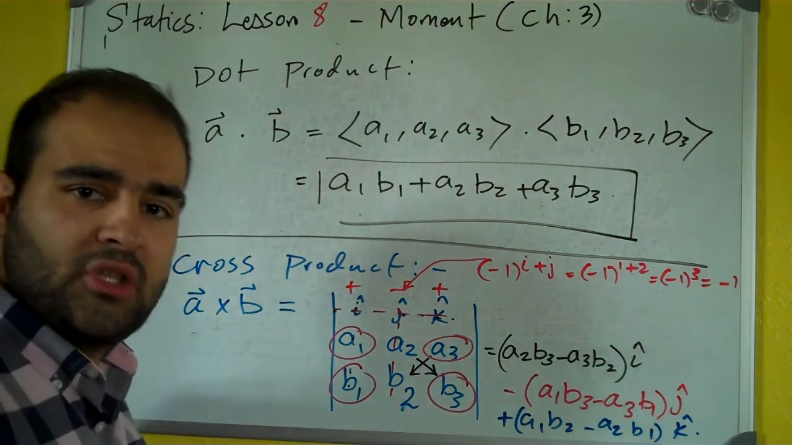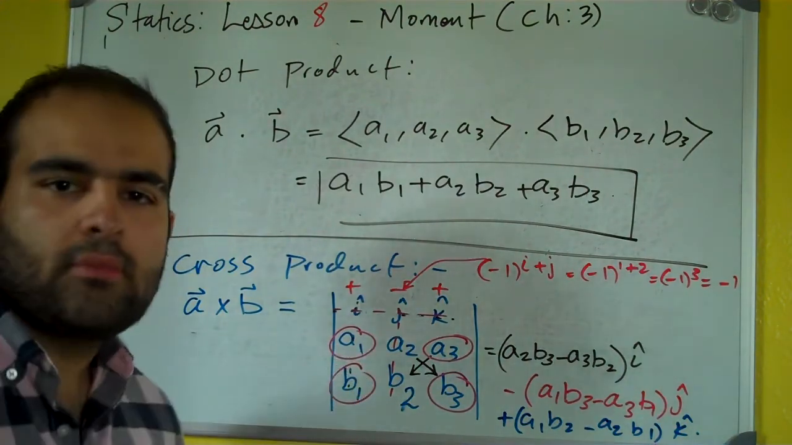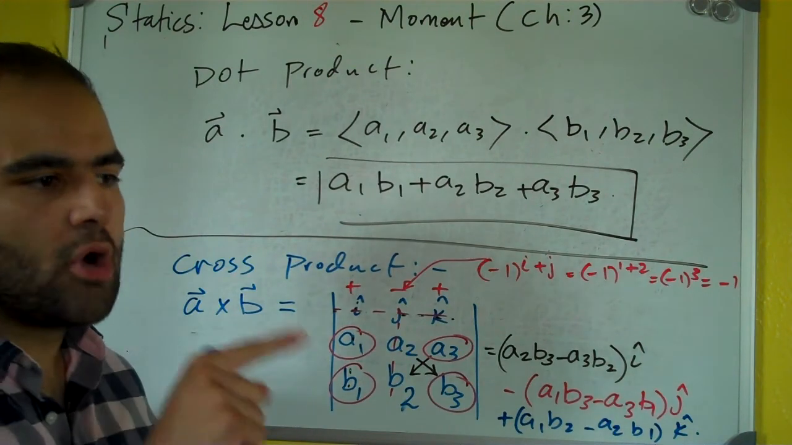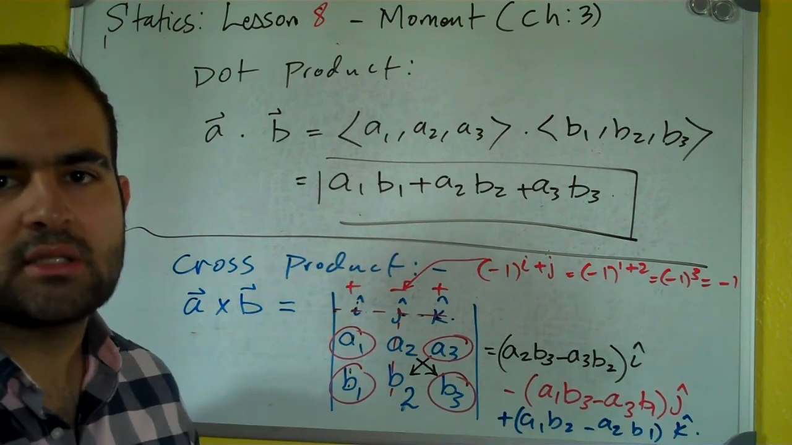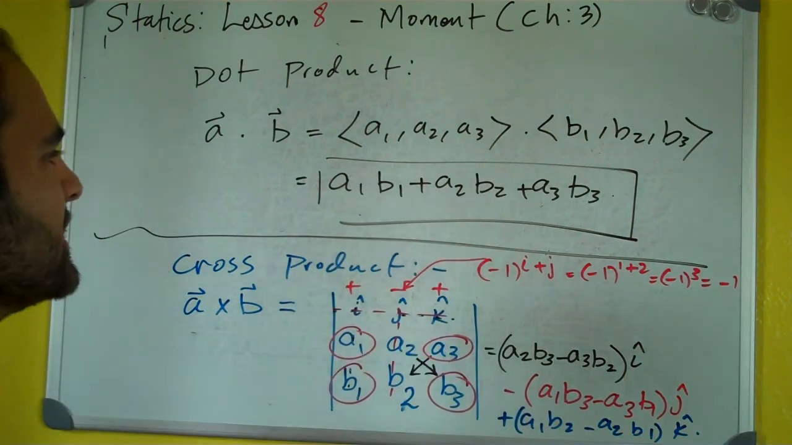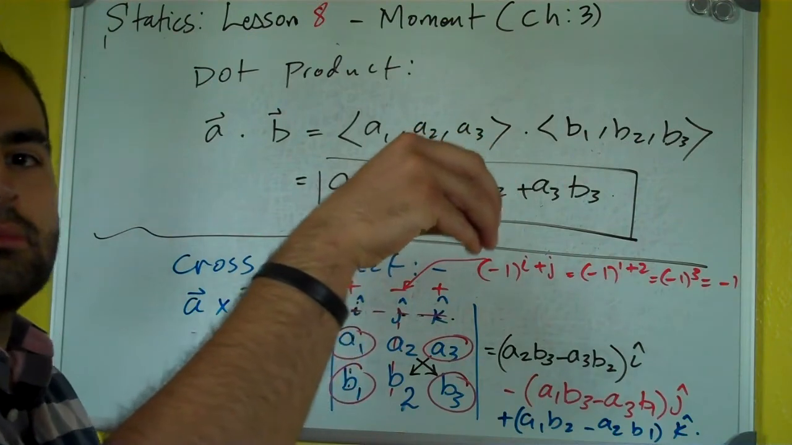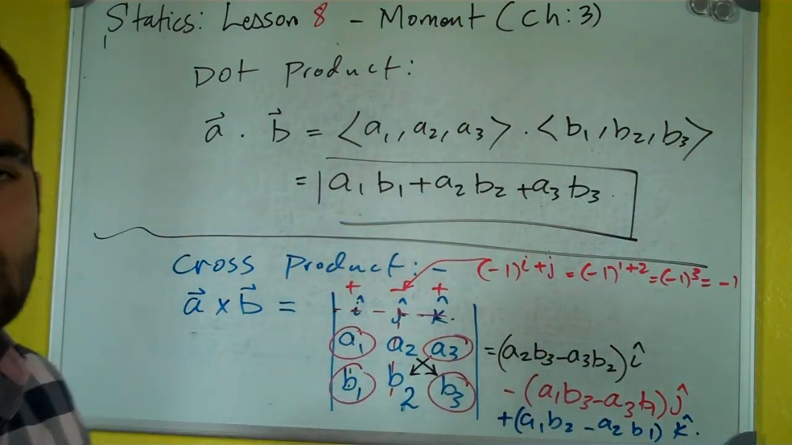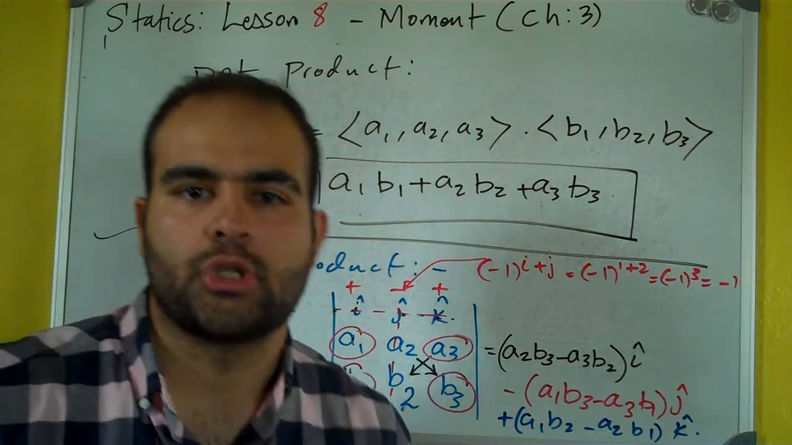What I would highly recommend you to do is take two random vectors, cross them, go to Google, search cross product calculator, and check your answer. Do it a couple of times, you got it. Same thing with dot. Dot should be really easy. Multiply the components, then add them up, you're good to go.